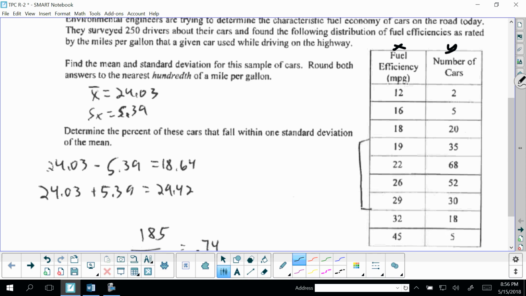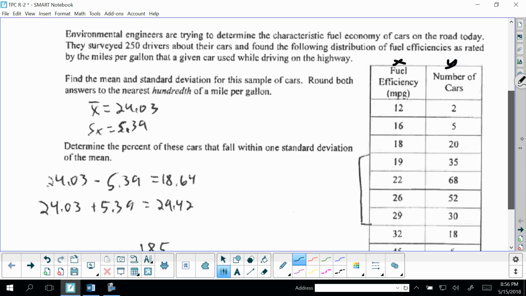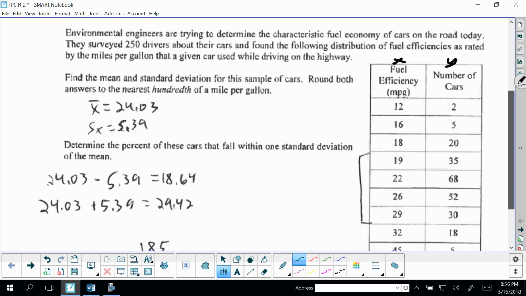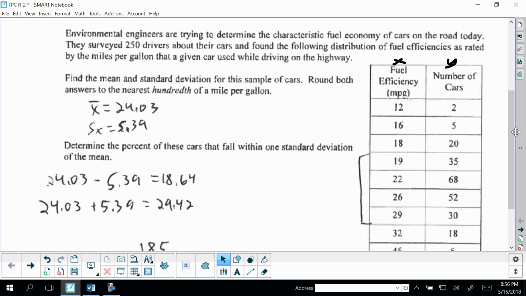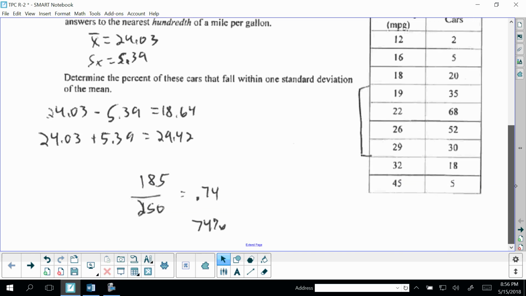We had our x bar to the nearest hundredth was 24.03. Notice here they surveyed 250 drivers. Well, that's not all of the cars on the road today, so that's just a sample, so we wanted to use the Sx, 5.39. The percent of cars that fall within one standard deviation of the mean, so take your mean, subtract the standard deviation, mean, add the standard deviation, get 18.64 and 29.42.